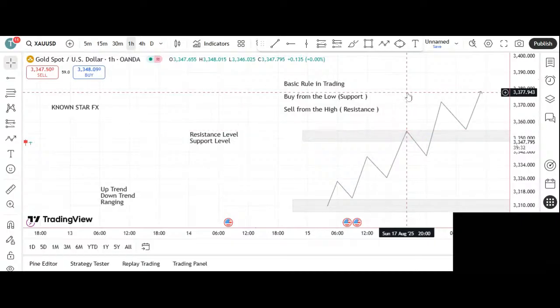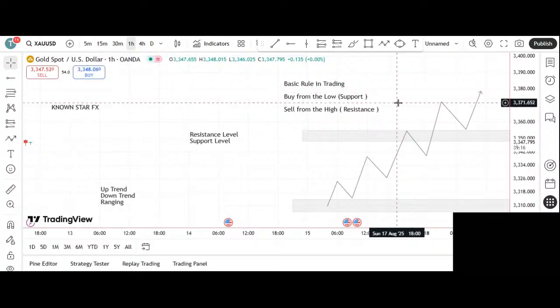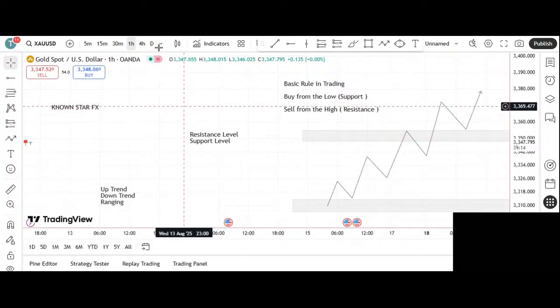So you can't buy from the high. Are you with me? You have to always buy from the low. You always have to buy from your support, and you always have to sell from your resistance, which is the current high in the market.